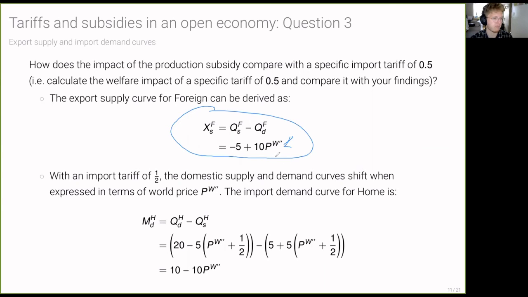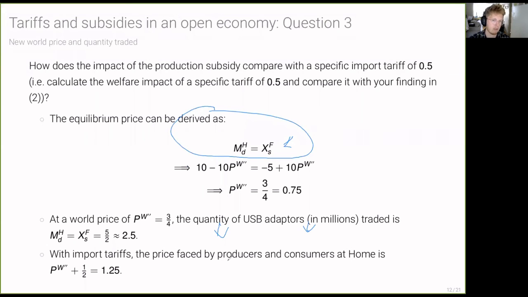It might affect the world price, but it's a movement along the same foreign export supply curve that we've seen before. It's not a shift. Foreign's export supply curve remains unchanged. What does change is the effective price that home producers and consumers face. Whatever the world price is, consumers are going to pay a price of half more, and producers are going to receive a price of half more. So if you do the math here, home's new import demand is going to be 10 minus 10 PW tilde tilde.